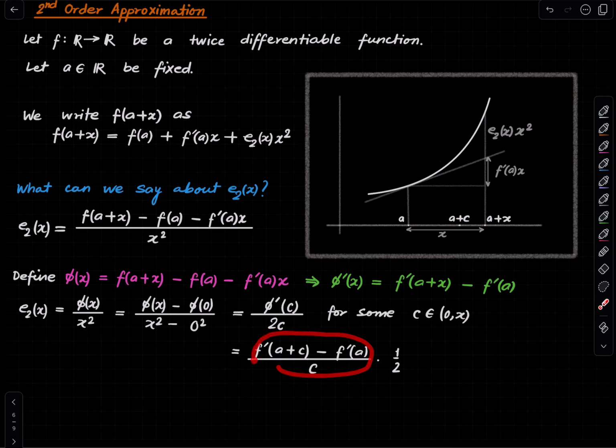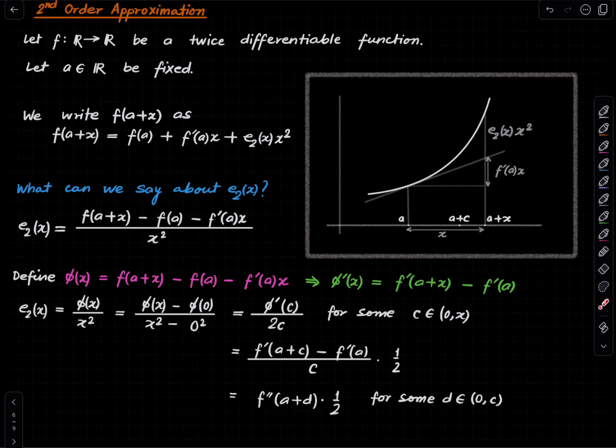Now just look at this expression, and here we can apply Lagrange's mean value theorem, which is a special case of Cauchy's mean value theorem. Since f prime is a differentiable function, we can apply Lagrange's mean value theorem to write this as equal to the derivative of f prime, which is f double prime at a plus d, and a half, of course, for some d strictly between a and a plus c. Sorry, for some d strictly between 0 and c.